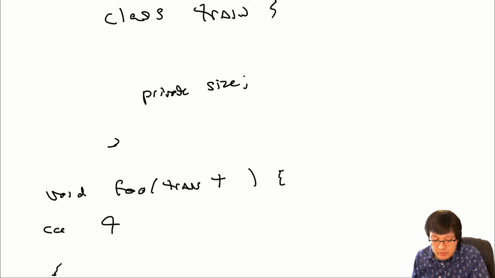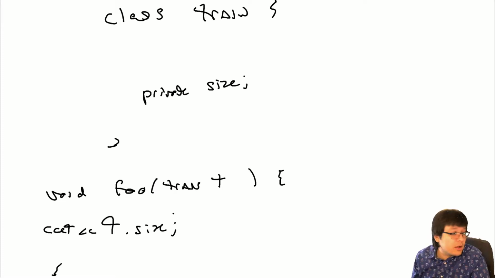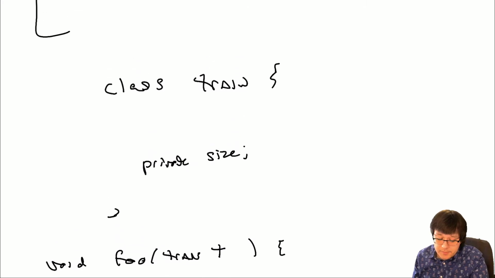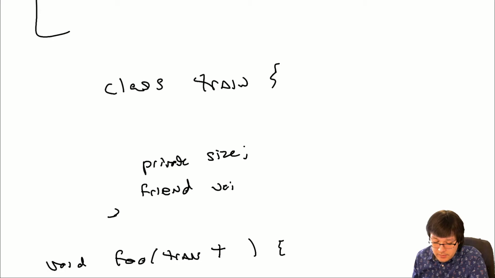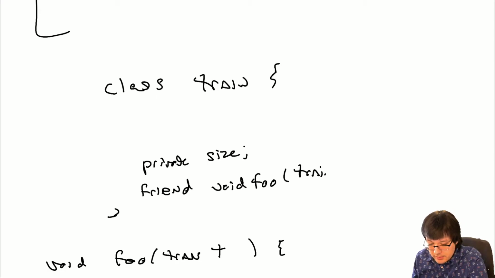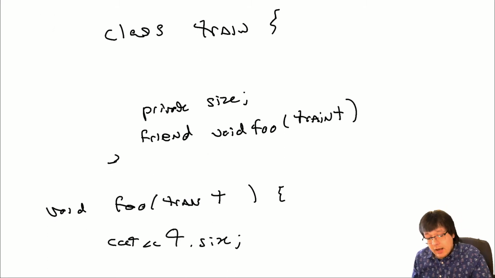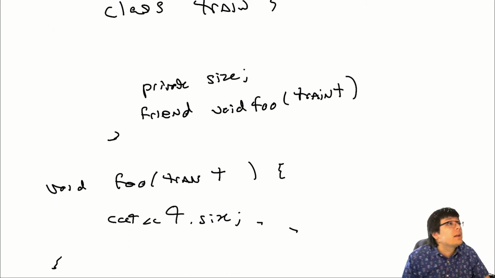So if I want to cout for some reason in foo the size of the train, then this will not compile because you're accessing a private variable. So what you would do is you would add to the class, and it doesn't matter if it's private or public, by the way, the friend declaration. You would add here friend, and then you would say void foo, the same signature and everything, train t. And now this will compile and be able to access that.